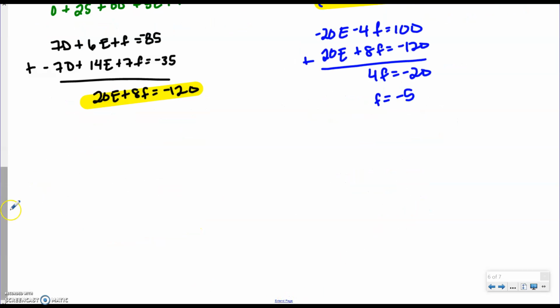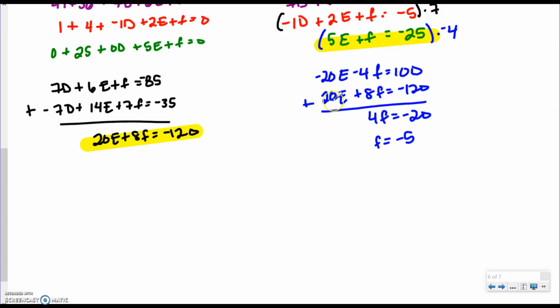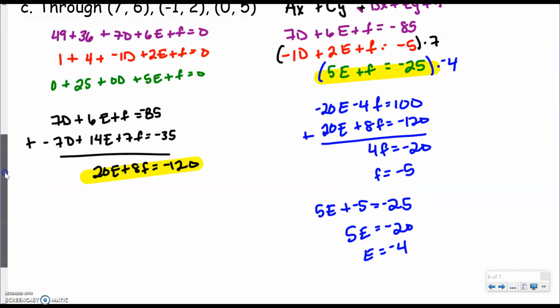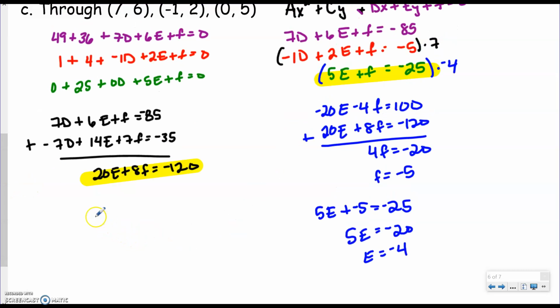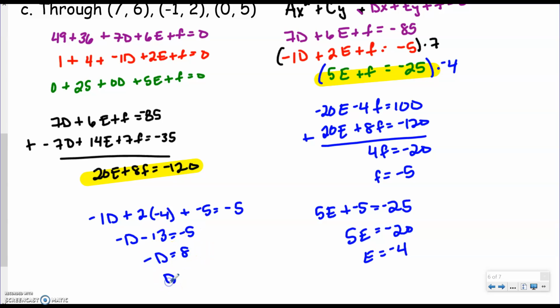I'm going to go ahead and plug that f back into one of these 2 equations, either the green or the black one, and I'm going to go with the green. I have 5e plus -5 equals -25. So when I move my 5 over, I get 5e equals -20. So that means e equals -4. Then we're going to go back to one of the originals and plug this in. I'm going to do the red one. So negative 1d plus 2 times e, which is negative 4, plus f, which is negative 5, equals negative 5. So I get negative d minus 13 equals negative 5. So negative d is equal to 8, which means d is negative 8.